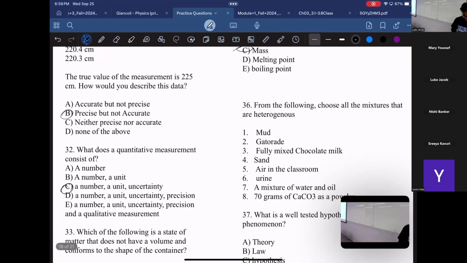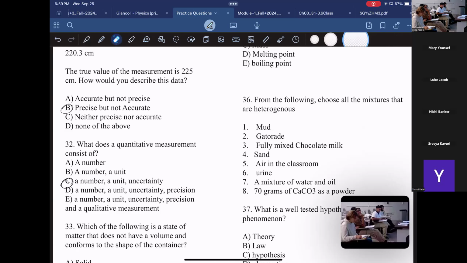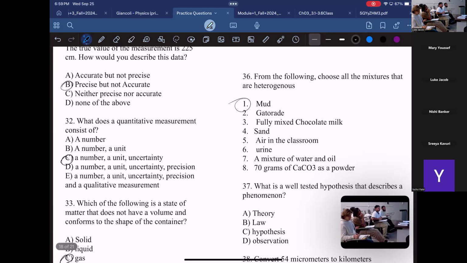All right, which of the following mixtures are heterogeneous? Okay, so mud is heterogeneous. I hope you guys just know that, because water doesn't mix with that. Sand is a mixture of oil, and that's it. All right, okay, wait, so I got it right.